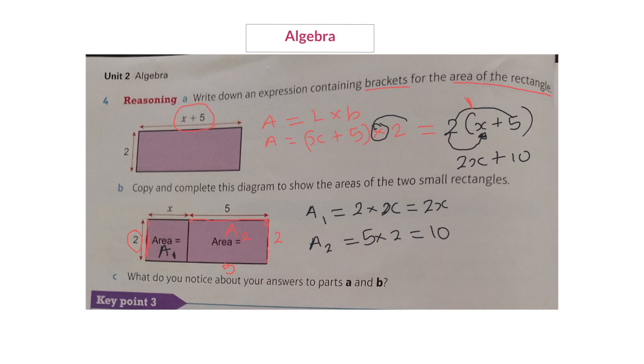Now, if you look at the last part, it says, what did you notice about your answers to this? The answer is just like, yeah, it's an addition, right? Did you see that? Or what else do you notice about that? You can leave that in the comment section.